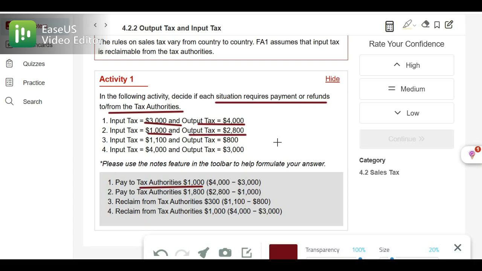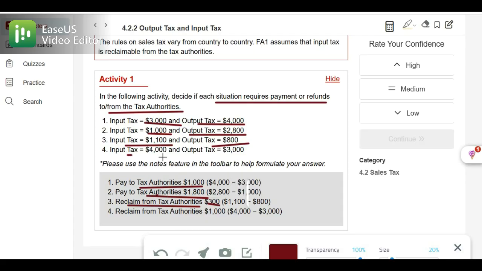Clear? Here, input tax is 2,400 while output tax is 1,100. So the output tax is less, and the tax you paid when purchasing is greater. So definitely you will reclaim from the tax authority, and that is the difference, 1,300. Same is the case here. Input tax is more than output tax, so you again reclaim from the tax authority 1,000.